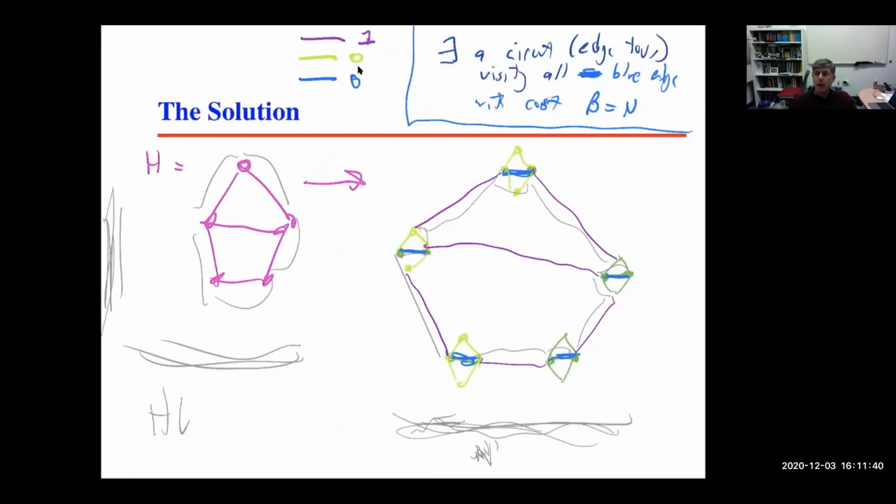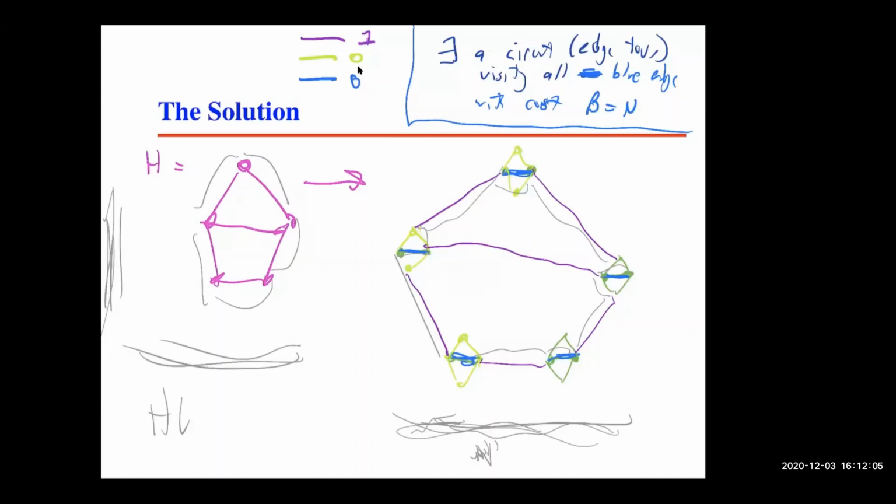Any questions about it? I feel good about myself today. I think this is a pretty clear reduction, okay? And it shows me that the rural postman is hard when you have a set of edges that play the role of vertices in the Hamiltonian cycle. Any questions about that?